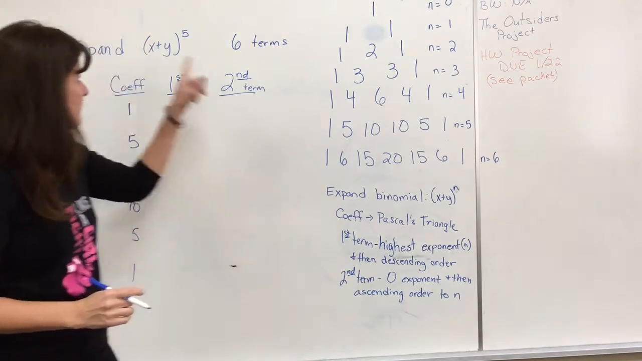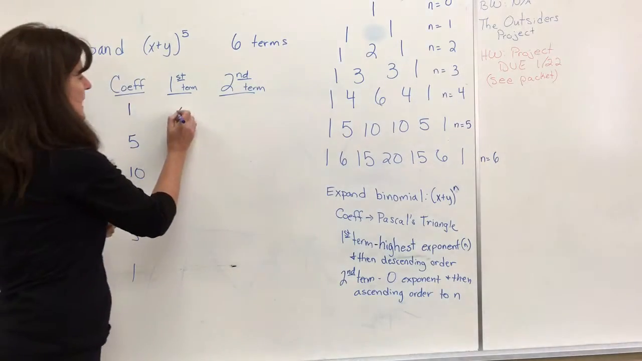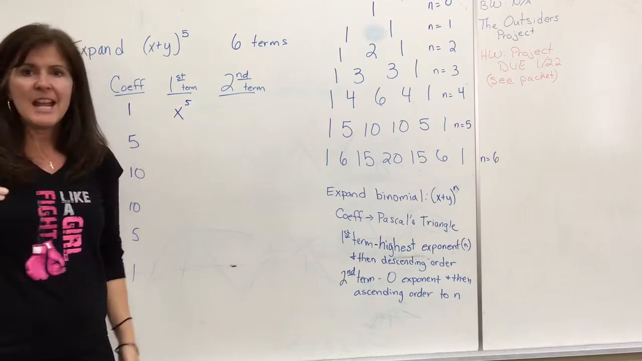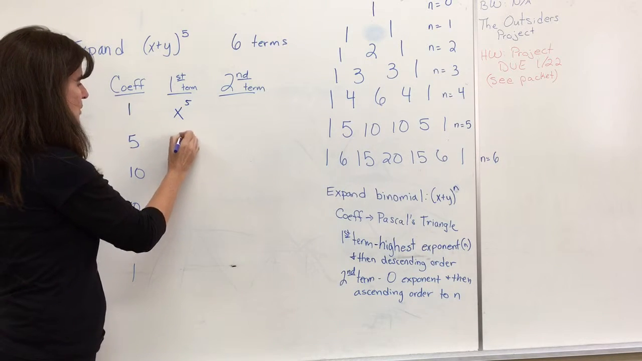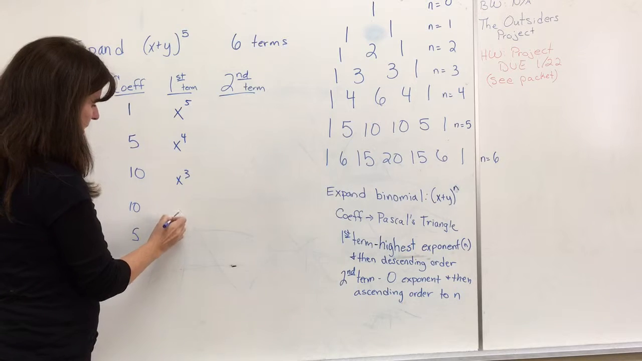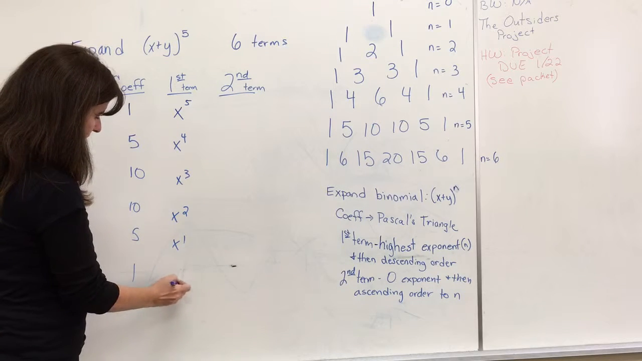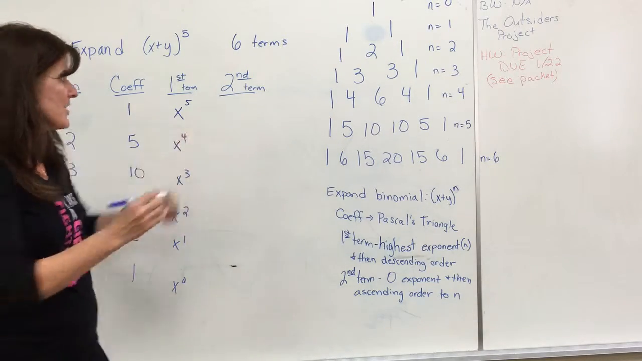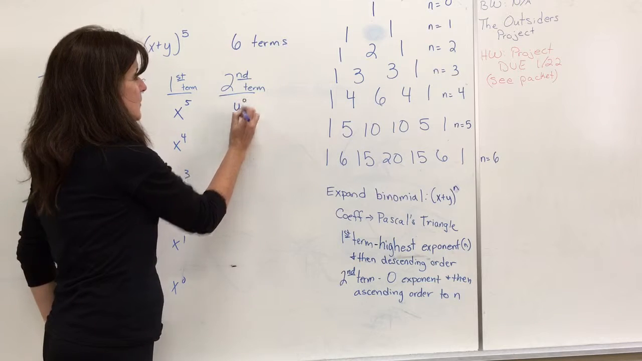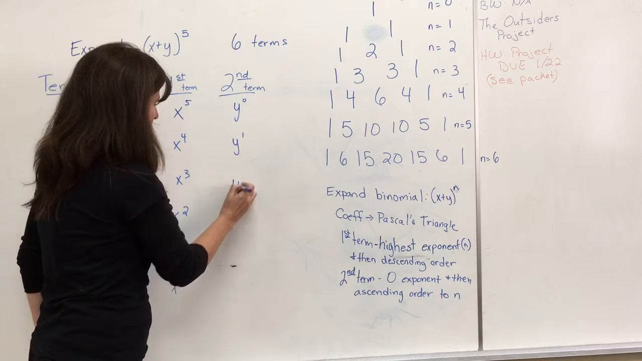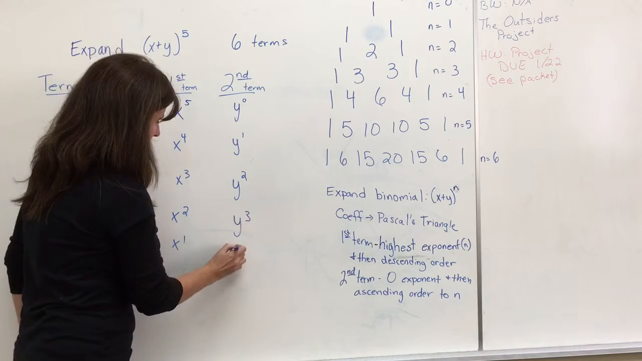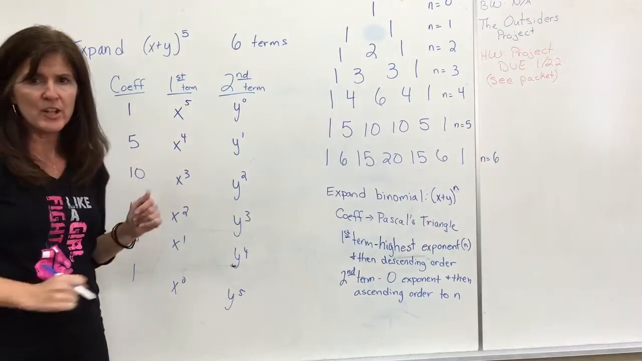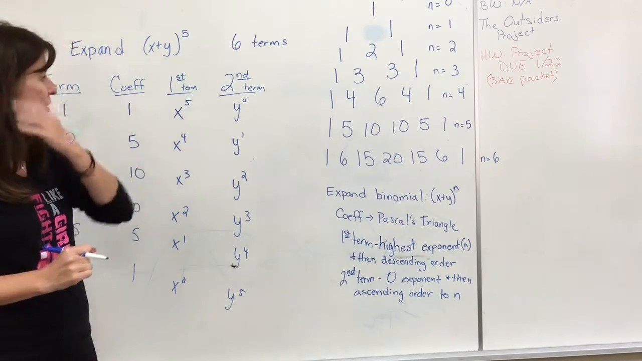My first term is x, but I want it to the nth power, which is 5. And then I descend, so I know my next term is x to the 4th, x to the 3rd, x squared, x to the 1, x to the 0. Now my second term, I'm going to do the opposite. I'm going to start with y to the 0, and I'm going to count up to y to the 5th. So this is a table that you're going to want to make to help you write your terms.